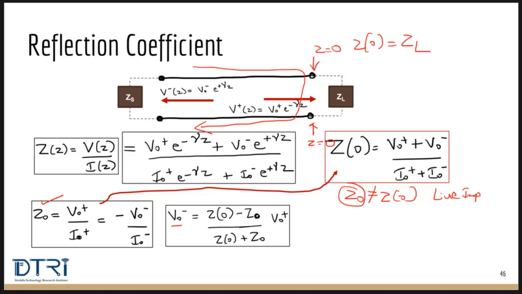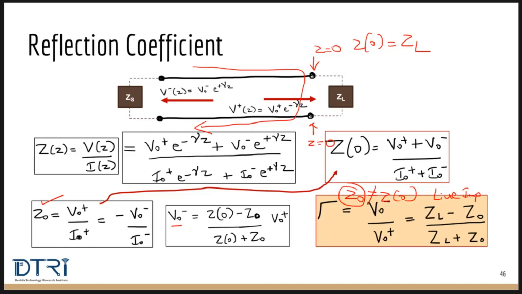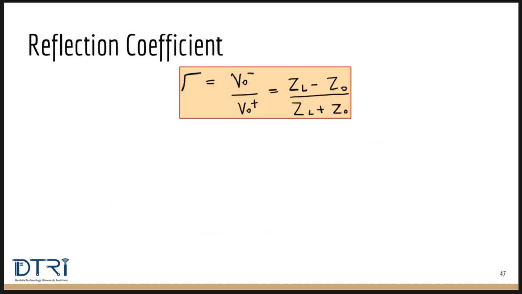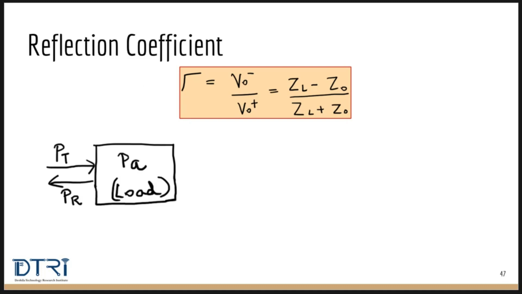This ratio of reflected voltage to incident voltage, so we rearrange this equation. So we bring this V naught plus here. So this ratio of reflected voltage to incident voltage is called as the reflection coefficient gamma. Now this equation has a great significance in microwave engineering.